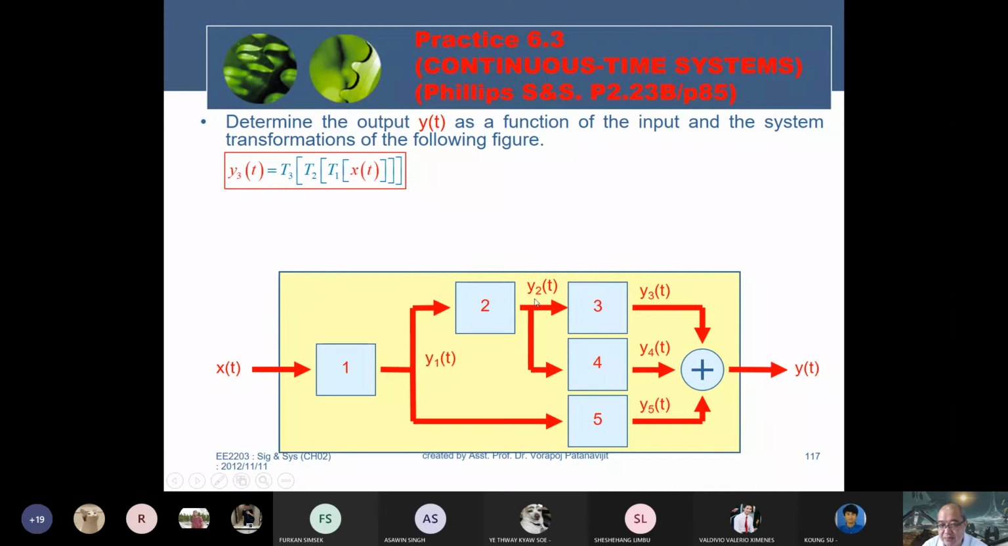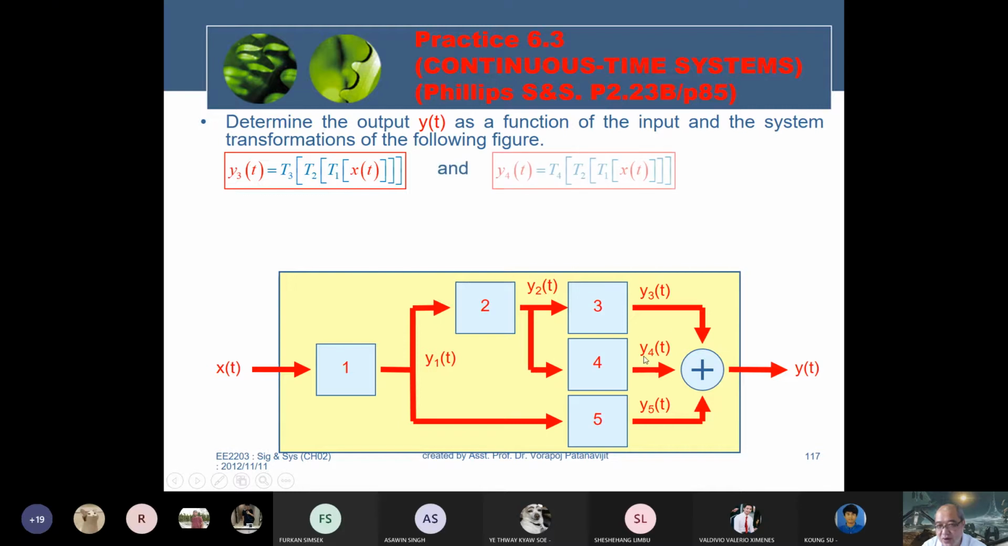you see that we track step by step. Okay, you know that y will be equal to y3 plus y4 plus y5. Therefore, we try to write y3 in terms of x first. y3 equals the transformation of T3, the block 3, whose input is y2. Therefore, the result from T2 and T1: T3, T2, T1 of the input x[n]. Okay, we got the first one.